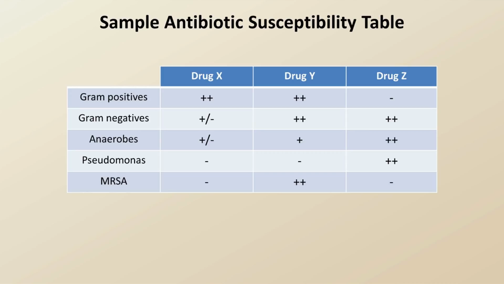Finally, if there was a patient presenting with ventilator-associated pneumonia in whom both MRSA and Pseudomonas were significant possibilities, you would conclude that no one drug could provide sufficient coverage, so the best option might be to give both drugs Y and Z until the causative microorganism has been identified.